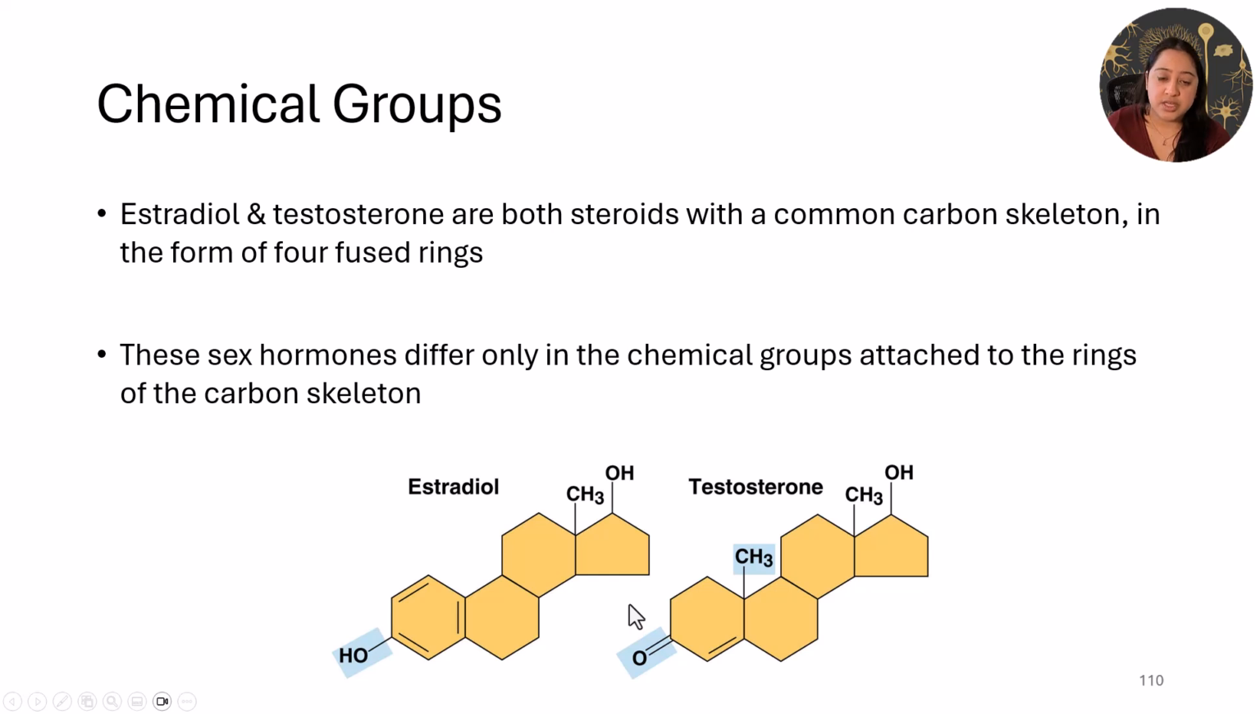These hormones differ only in the chemical groups attached to the rings. In estradiol, this is a hydroxyl group, but over here this is a carbonyl group in testosterone. And then at this other position in testosterone, there is a methyl group, and in estradiol, there's nothing here. And that leads to very different effects. These things are very structurally similar, but those tiny differences mean they behave differently and do different things. So it's both the skeleton and the groups attached that lead to different functions.